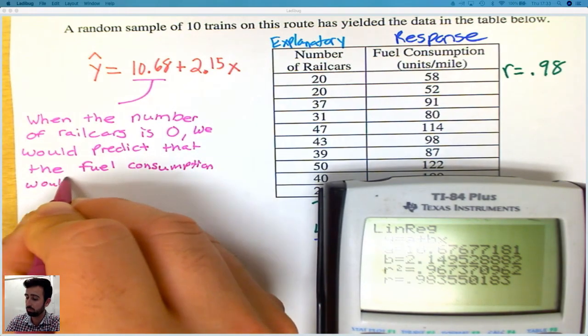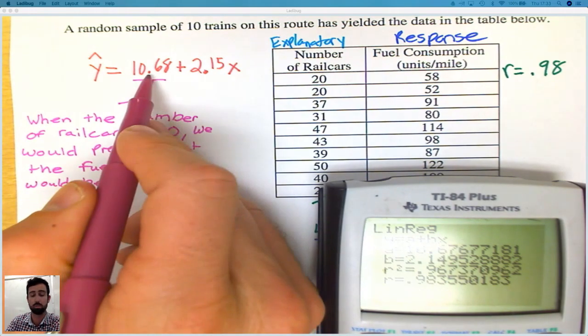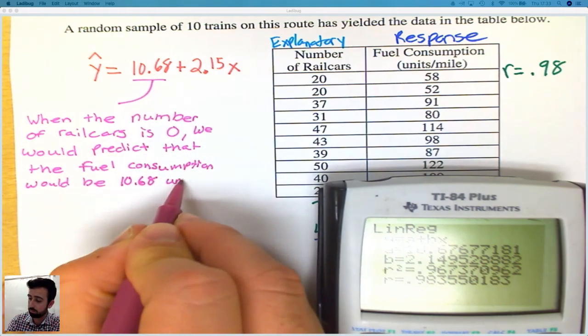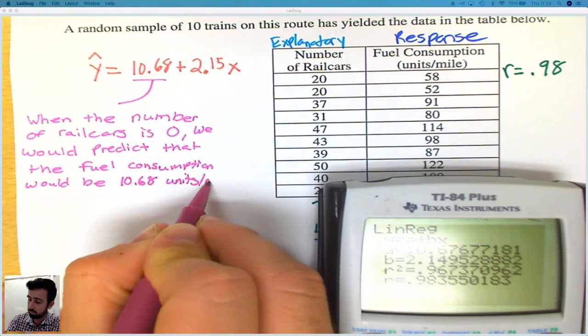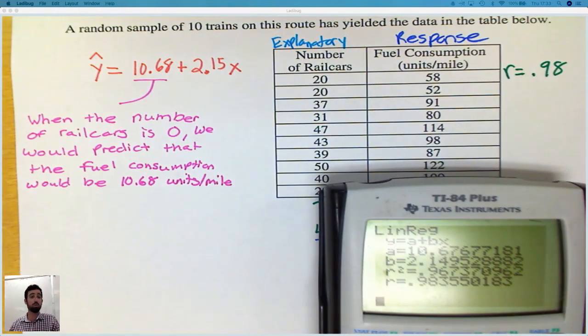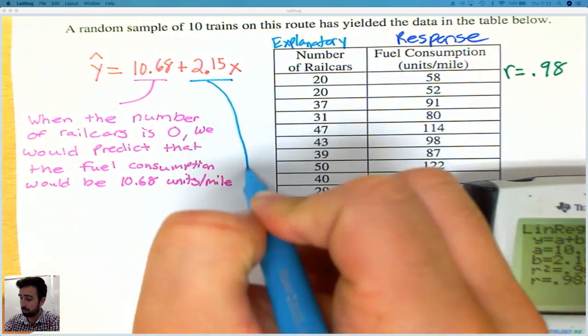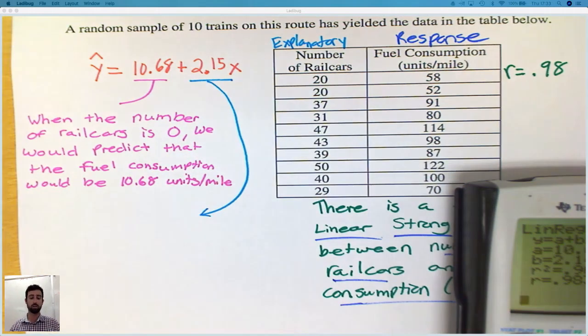Would be, and then insert your number, 10.68 units a mile. And that gets you full credit for interpreting the Y-intercept. You're also probably going to have to interpret your slope, which is right here. And I'm going to interpret it down here. Again, go back to those sentence structures that I showed you.